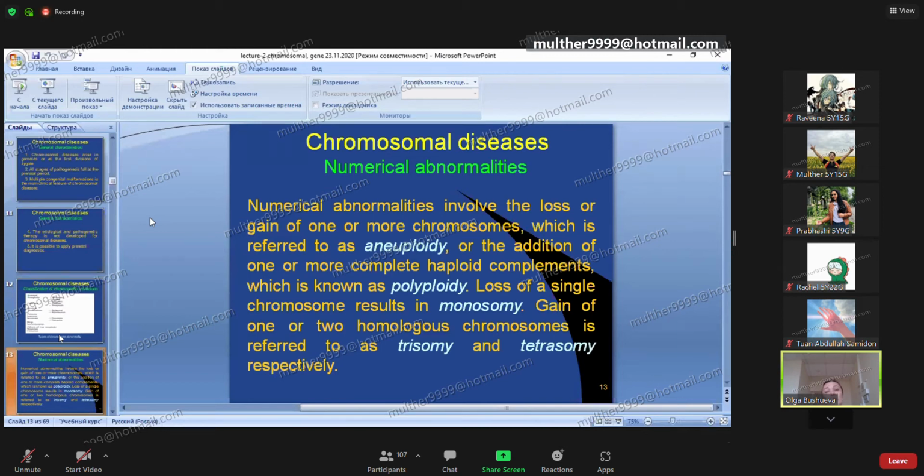So, numerical abnormalities of chromosomes. Numerical abnormalities involve the loss or gain of one or more chromosomes, which is referred to as aneuploidy, or the addition of one or more complete haploid complements, which is known as polyploidy. Loss of a single chromosome results in monosomy. Gain of one or two homologous chromosomes is referred to as trisomy and tetrasomy, respectively.